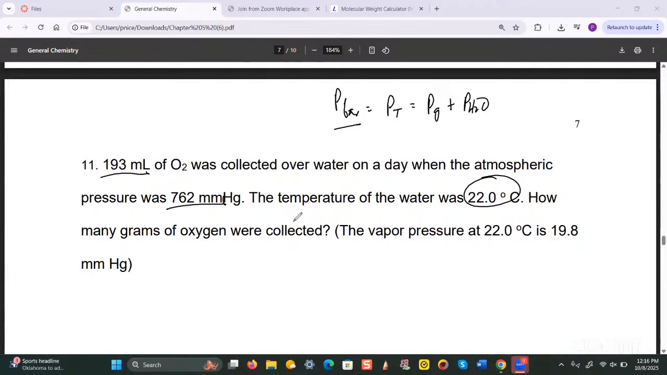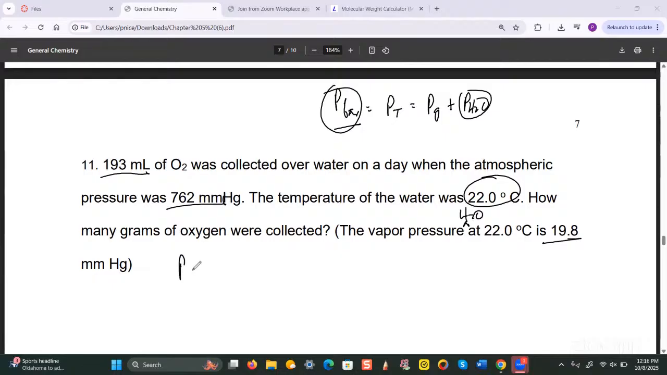And it gives you an important additional information. It gives you that the vapor pressure of H2O is 19.8 millimeters mercury, right? So that's this right here. So firstly, we can find the pressure of the gas easily because they gave us the barometric pressure and they gave us the vapor pressure of water.